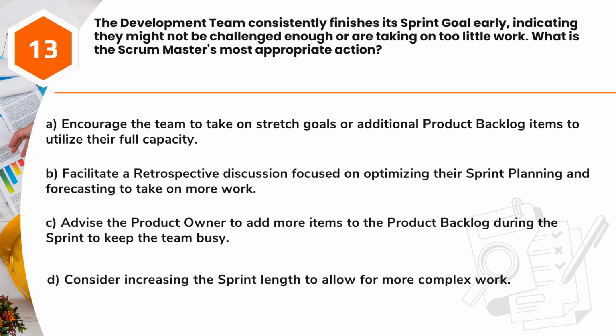A. Encourage the team to take on stretch goals or additional product backlog items to utilize their full capacity. B. Facilitate a retrospective discussion focused on optimizing their sprint planning and forecasting to take on more work. C. Advise the product owner to add more items to the product backlog during the sprint to keep the team busy. D. Consider increasing the sprint length to allow for more complex work.